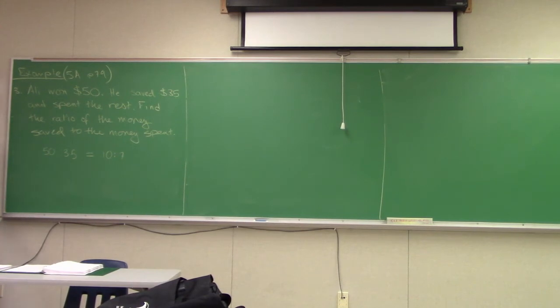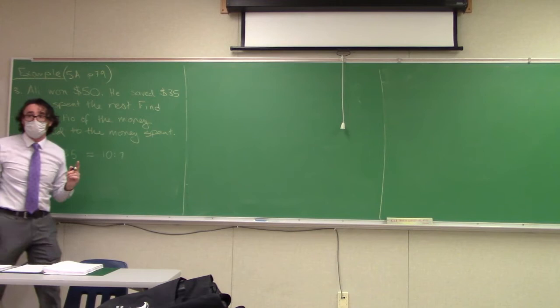Now, what's going wrong here? Because we made it 35, it would be the amount saved to the amount spent. You've got to be careful to look at what we're making the ratio with. We're supposed to be making the ratio of money saved versus money spent. What is the $50? The total amount, the amount of money that he won. So this is the amount he won to the amount he saved. That's not the ratio they asked for.